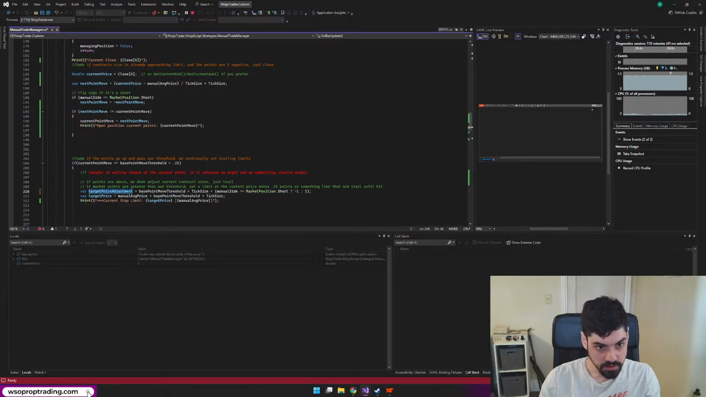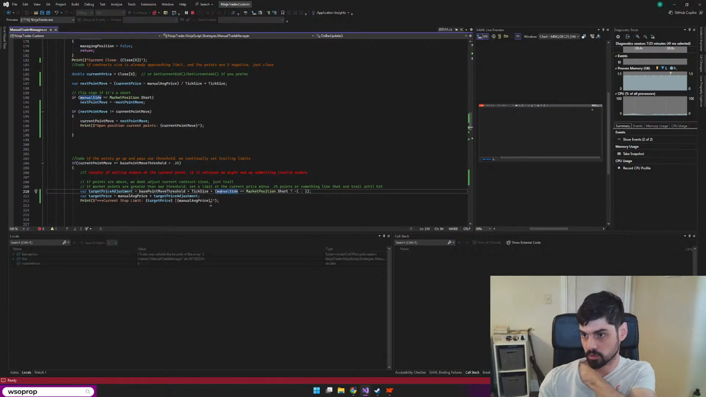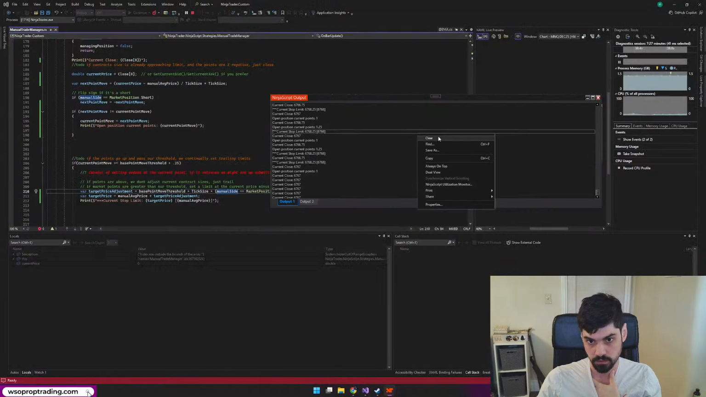So then target price adjustment would be there. Let's see what this does. Okay, because now that amount we were looking at is negative or positive depending on the side. I'm hoping this actually starts to make sense with what we were trying to do.